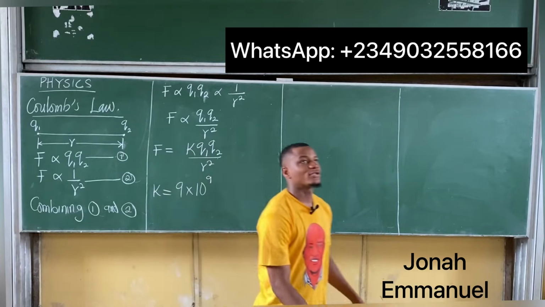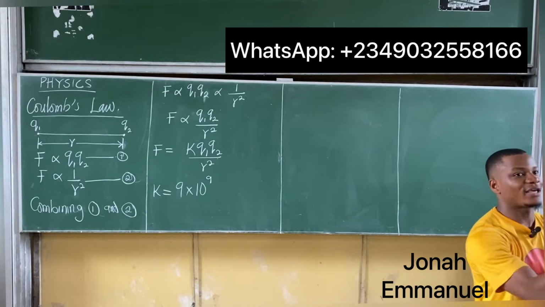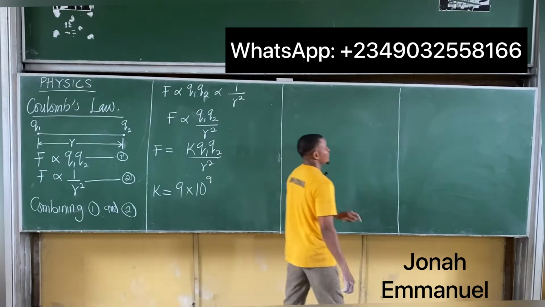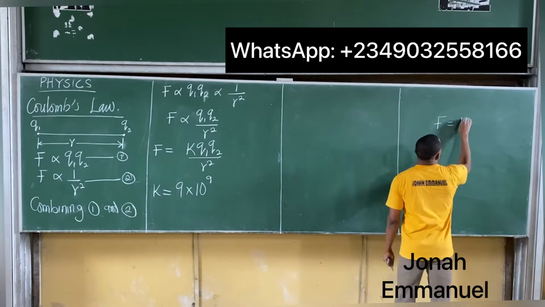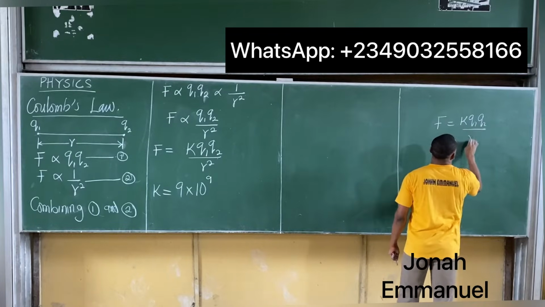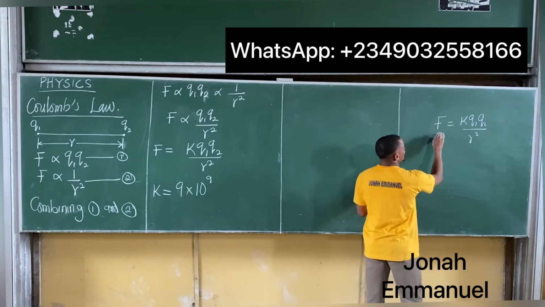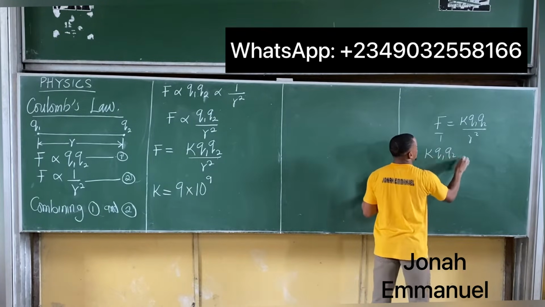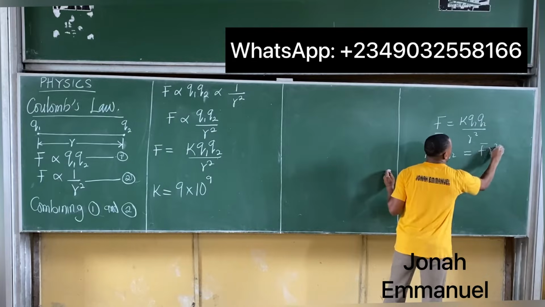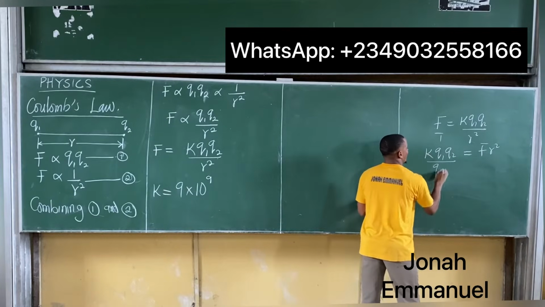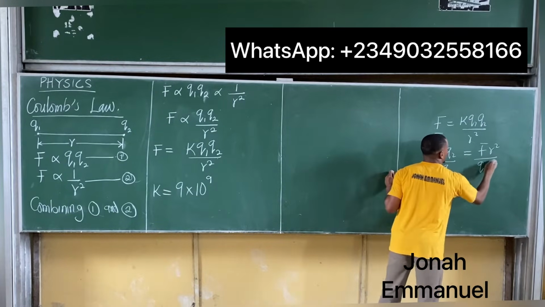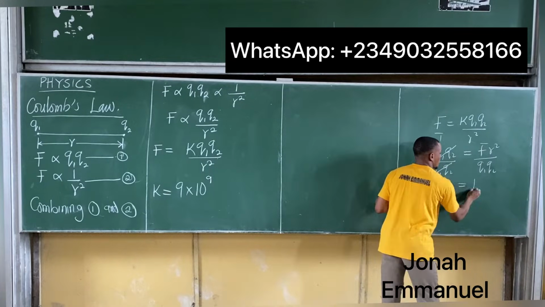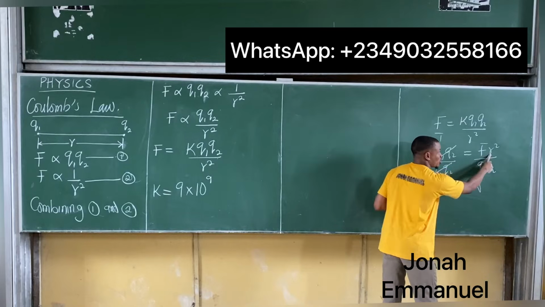and K is equal to 9 times 10 to the power 9. That's 9 giga. What's the unit? If I want to make K the subject of the formula, that's K Q1 Q2 over R squared, let's make K stand alone. This becomes all over 1. This times 1 is itself. So K Q1 Q2 is equal to F R squared. To get K, divide here by Q1 Q2. This cancels this. So K is equal to F, first in Newton, distance of separation in meters.